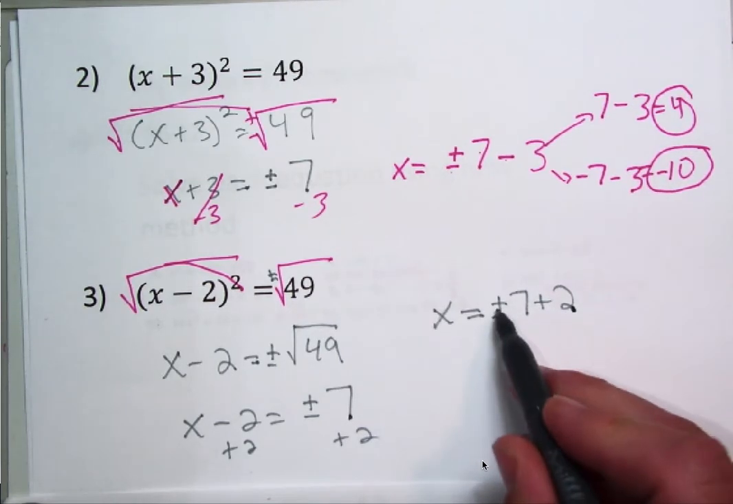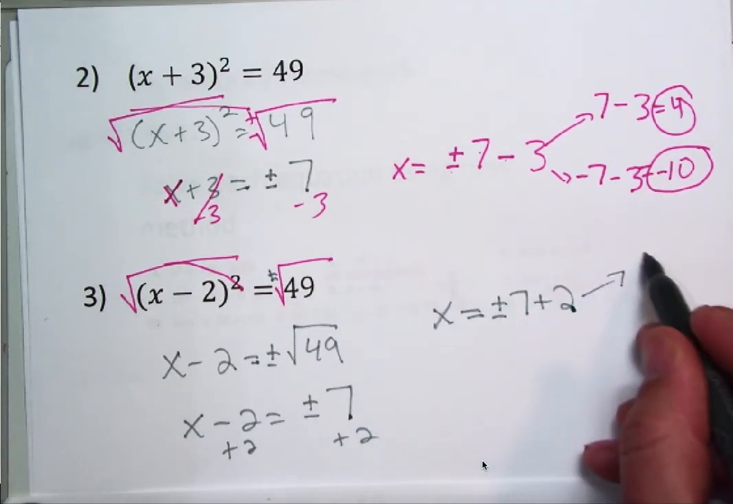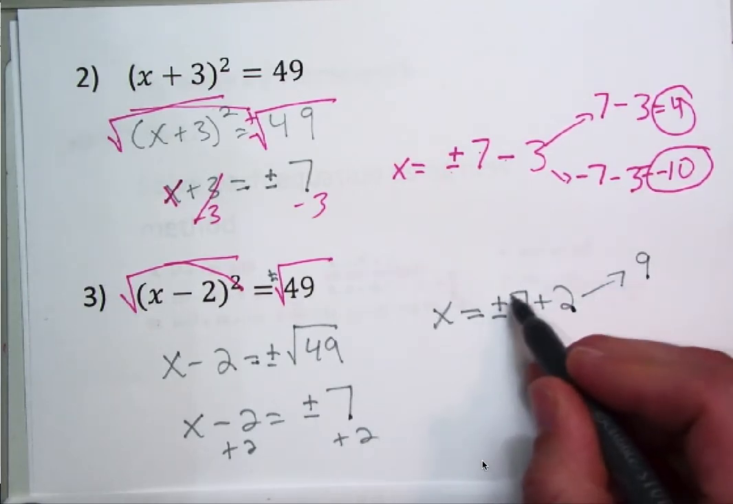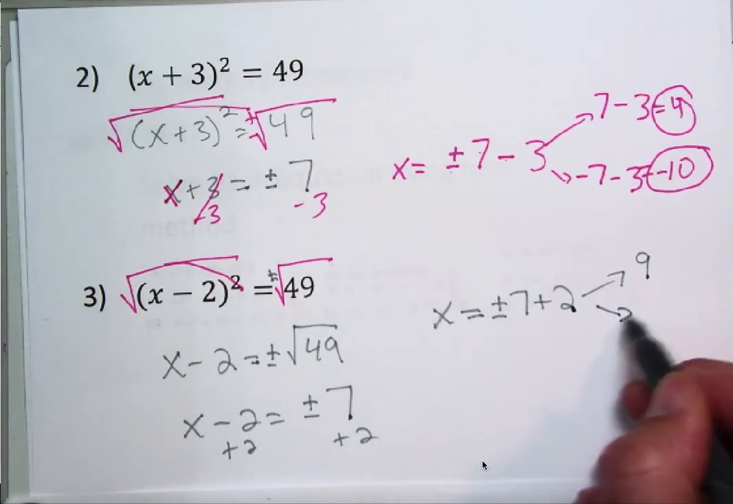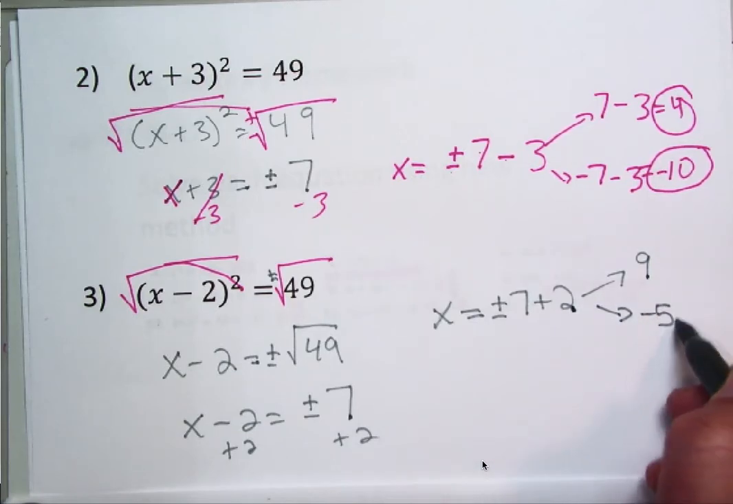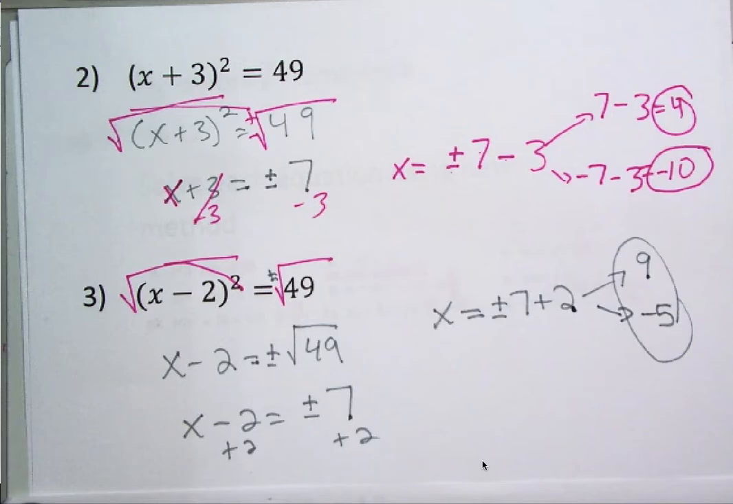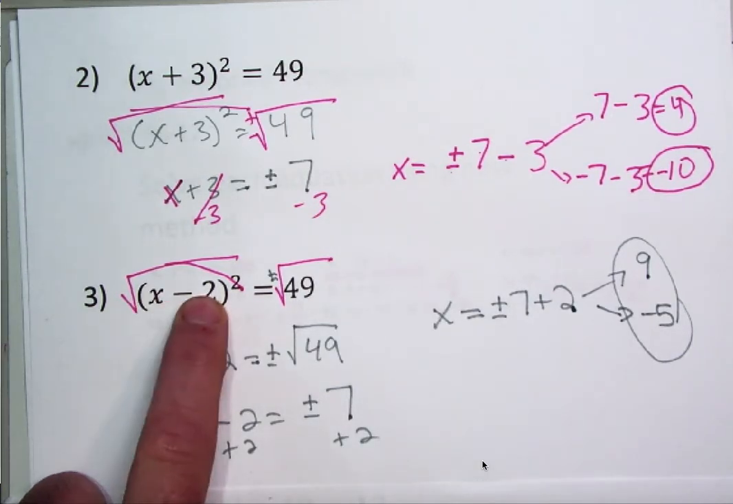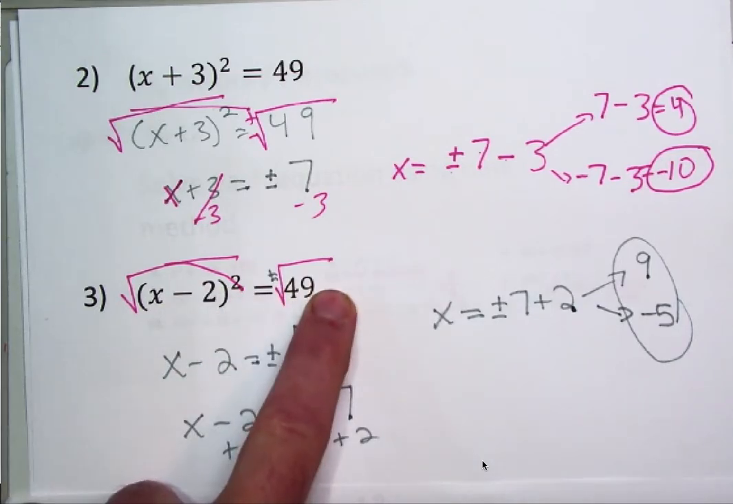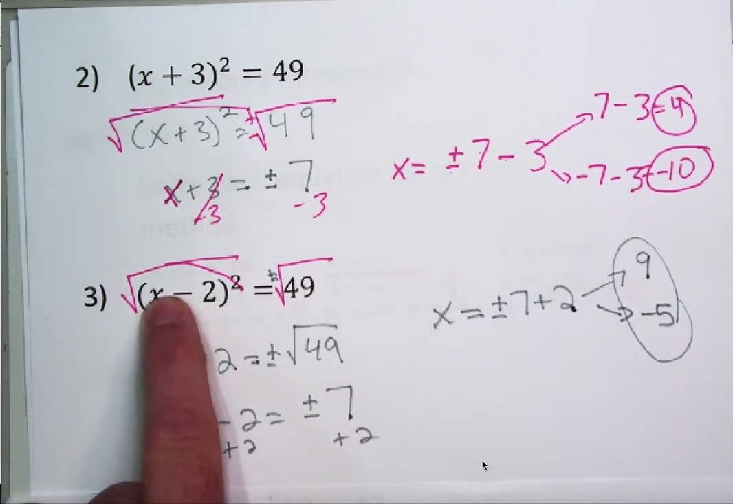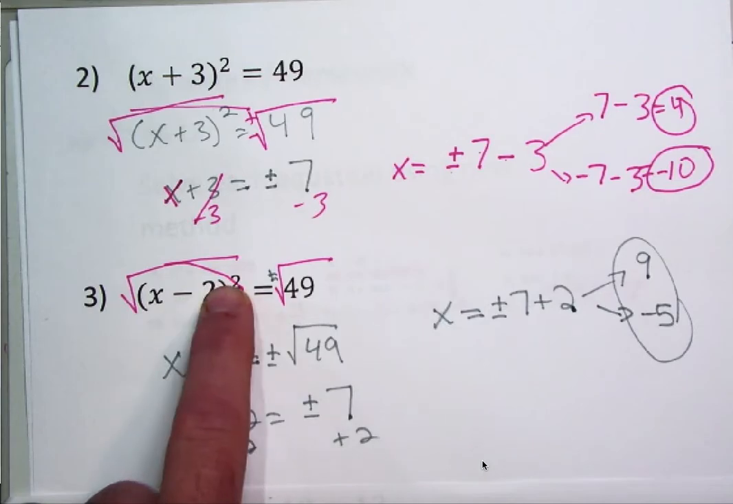And we have two problems. We have positive 7 plus 2, which shoots out 9, and negative 7 plus 2, which shoots out negative 5. And those are what makes this equation true. And you can check it out. 9 minus 2 is 7. 7 squared, 49. Negative 5 minus 2, negative 7. Negative 7 squared, 49.